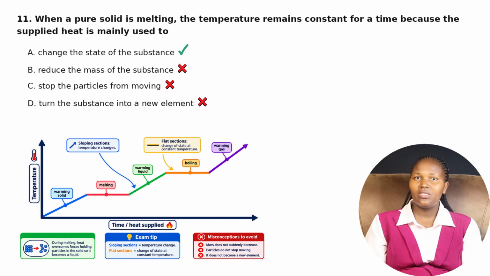The mass does not suddenly decrease simply because the melting is happening, particles do not stop moving, and the substance does not become a new element. Now, an exam tip for this type of question is that on a heating curve, sloping sections usually show temperature change, while flat sections usually show a change of state at constant temperature for a pure substance.